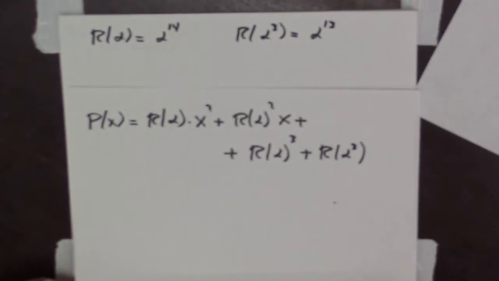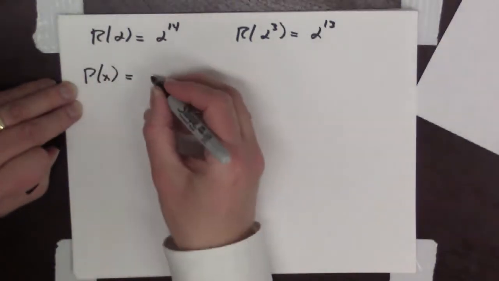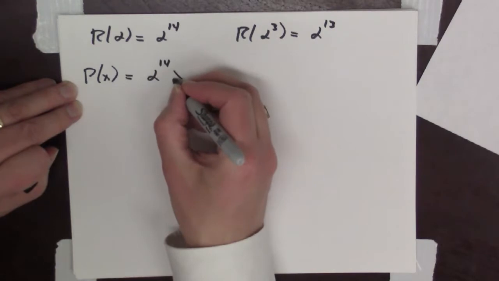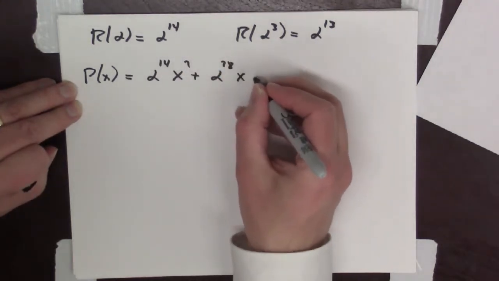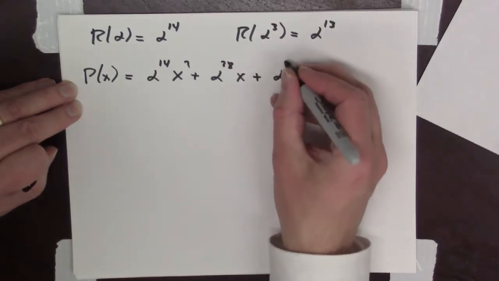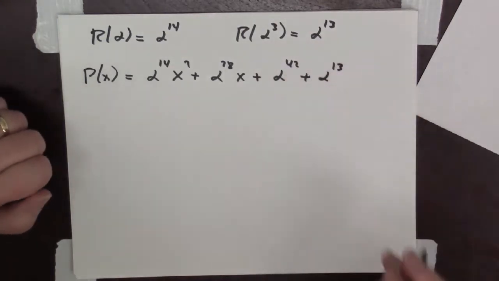And now we have to take P of x, and we have to solve for P of x. Now we have to calculate P of x, and then solve for the roots in P of x. Great fun. So P of x is equal to alpha to the 14x squared, alpha to the 28x plus alpha to the 42 plus alpha to the 13.